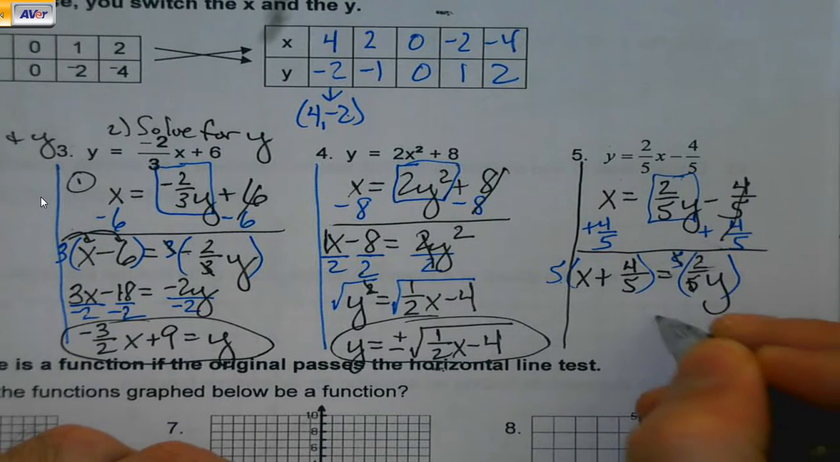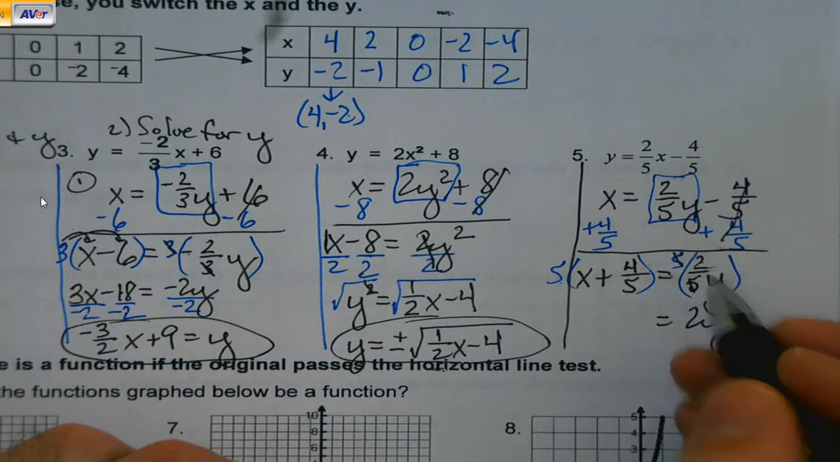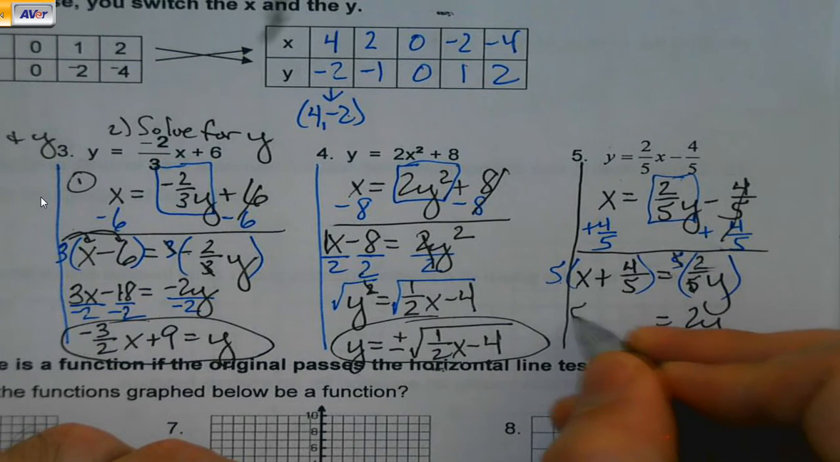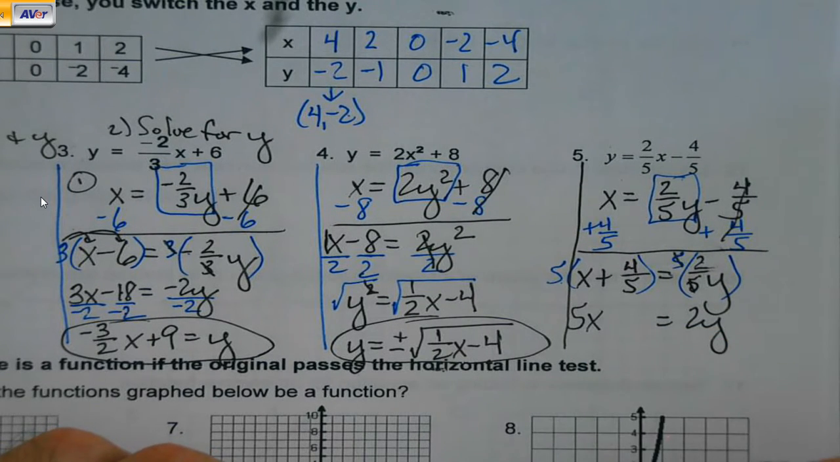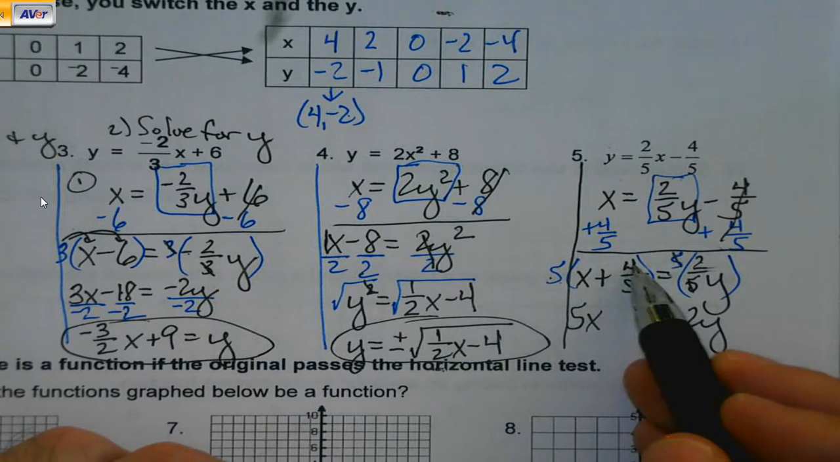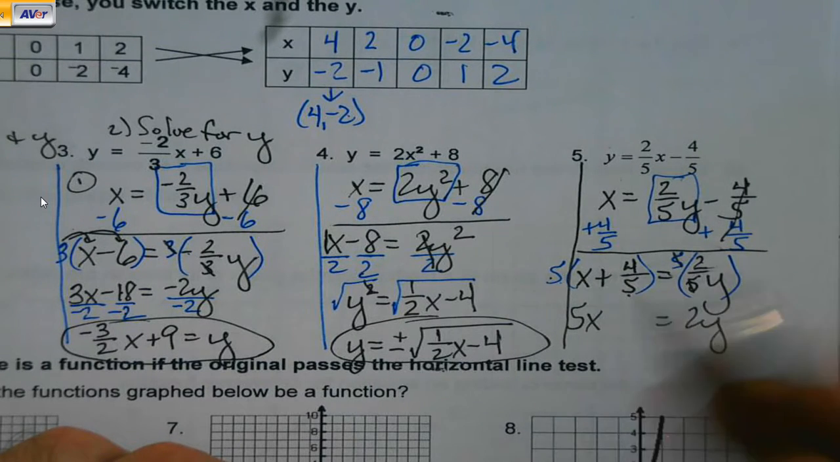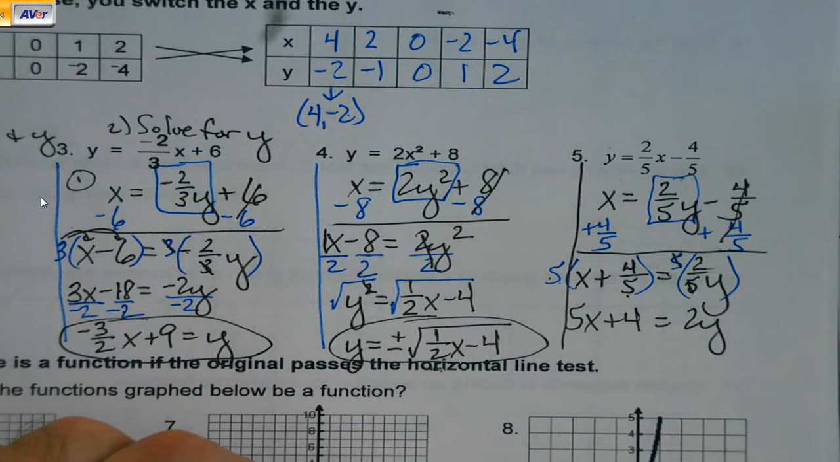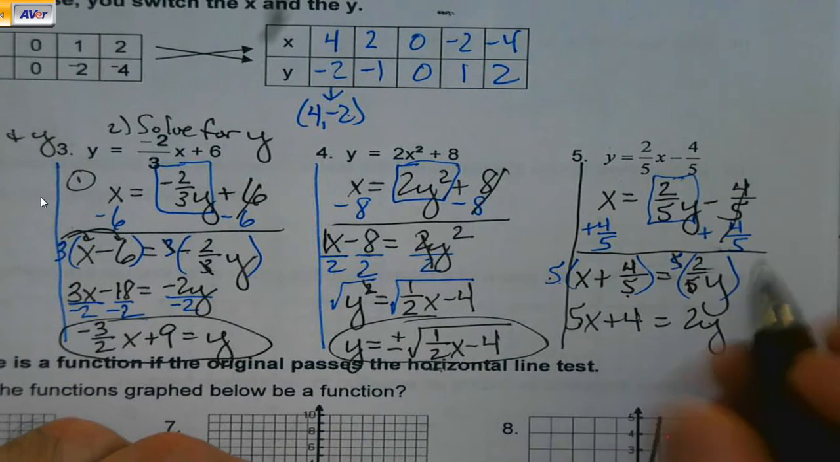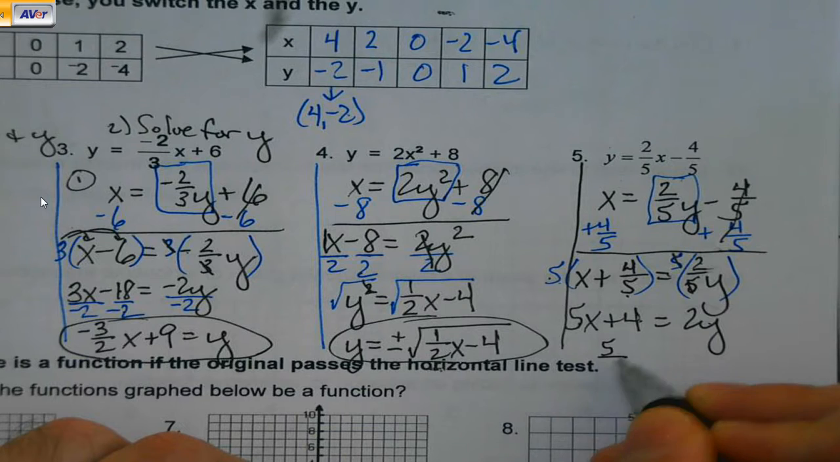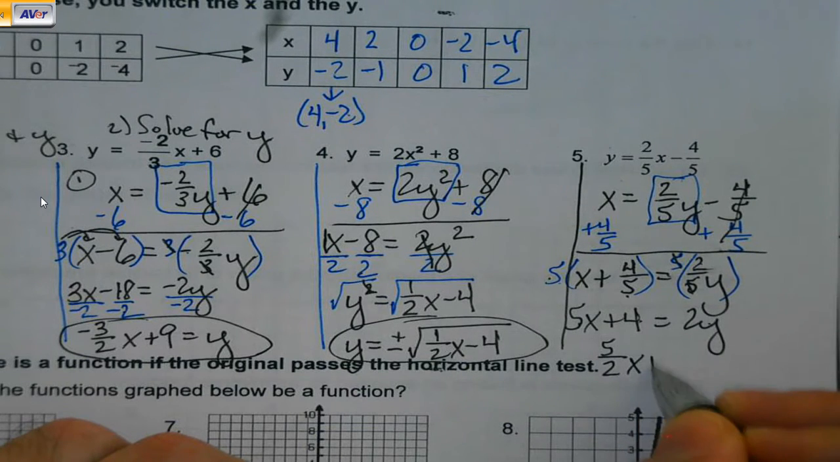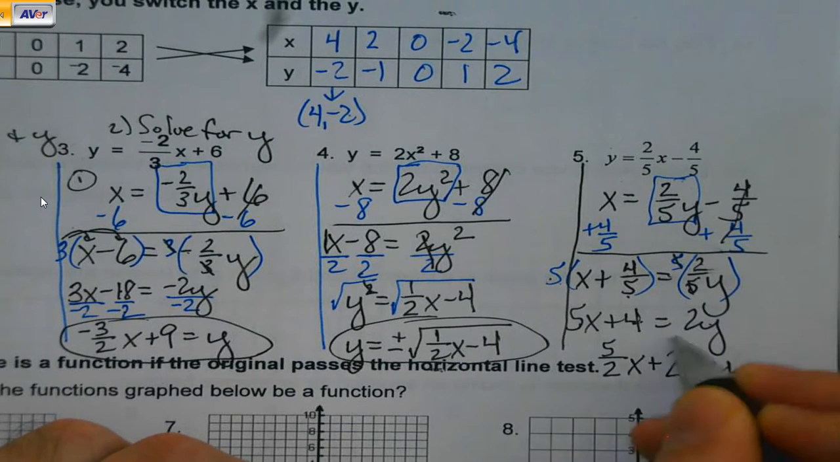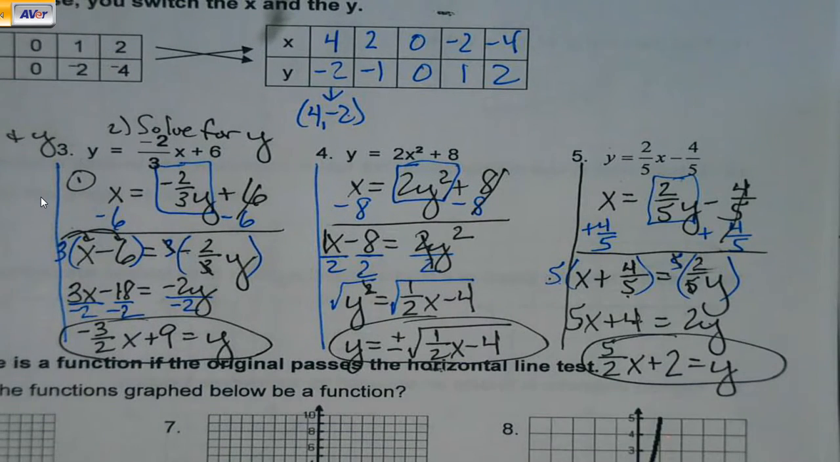So on the right, the 5s would cancel. Over here, we'd have 5x. 5 times 4 is 20. Divided by 5 is 4. And we would divide everything by 2. If it doesn't go in nice, that's okay. 4 divided by 2 is 2. And I'd get my inverse.